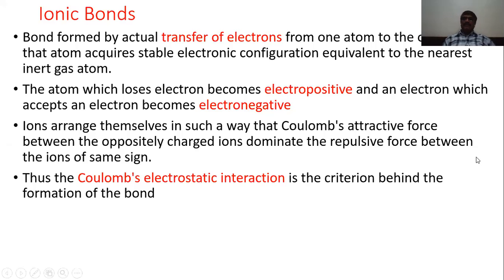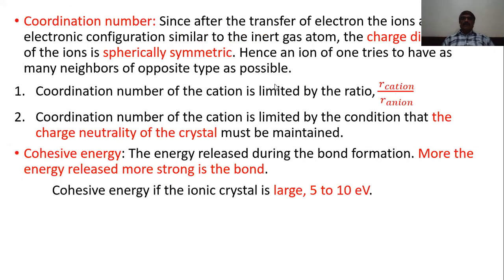Now let us move further and look at the coordination number. We have found that the ions in the crystal arrange themselves such that the attractive force between opposite charges dominates the repulsive force between identical charges. Now, what will be the coordination number? It has been observed that the criterion behind the coordination number is decided by the fact that, since after the transfer of electron ions acquire an electronic configuration similar to the inert gas atom, the charge distribution of the ions is spherically symmetric.